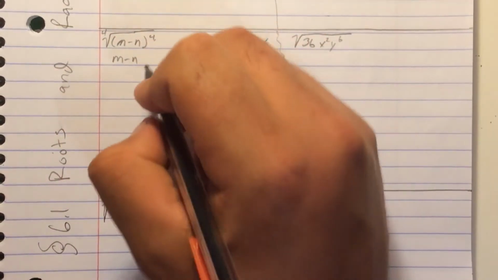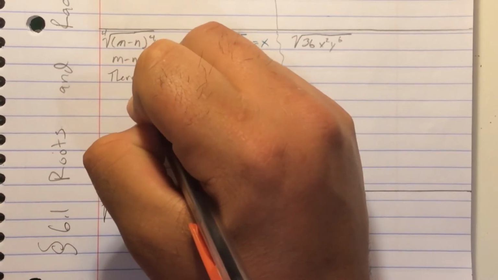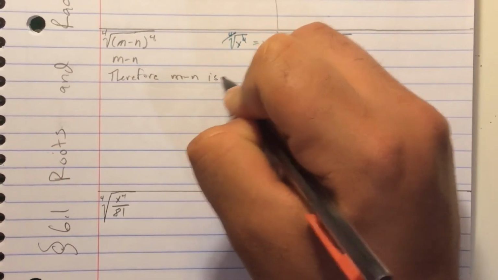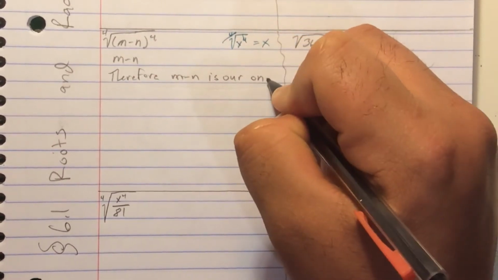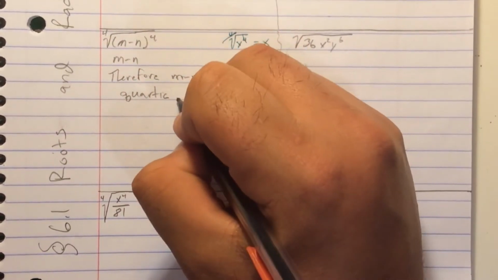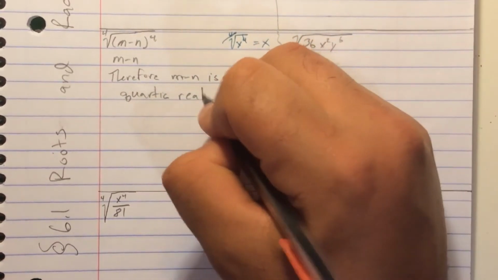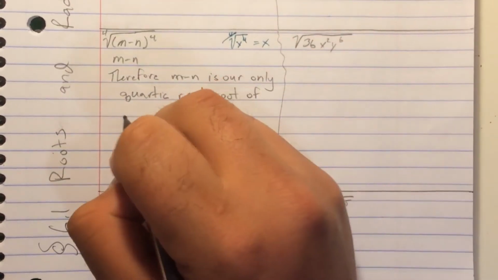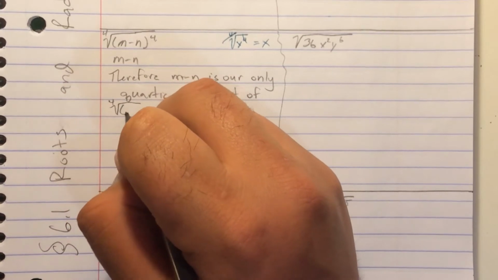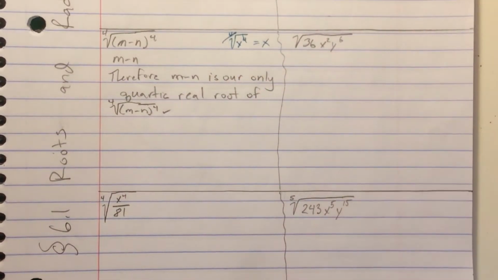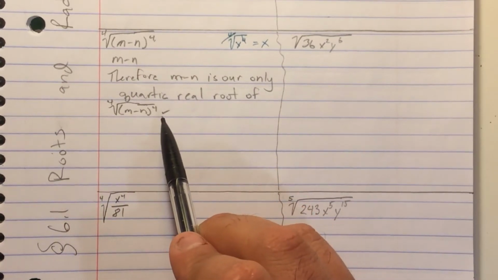So m minus n is our only real root of the quartic root of (m minus n) to the fourth power. Cha-cha! The check is just because I felt like that box was a little bit narrow. I just wanted to add something with a little extra pizzazz.